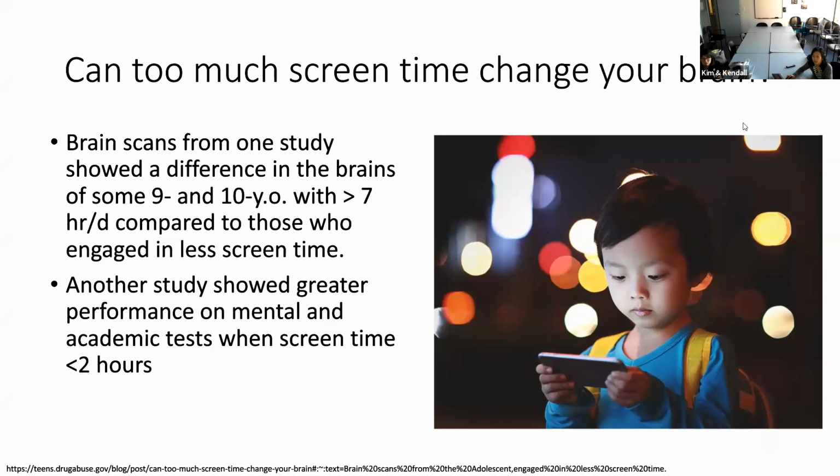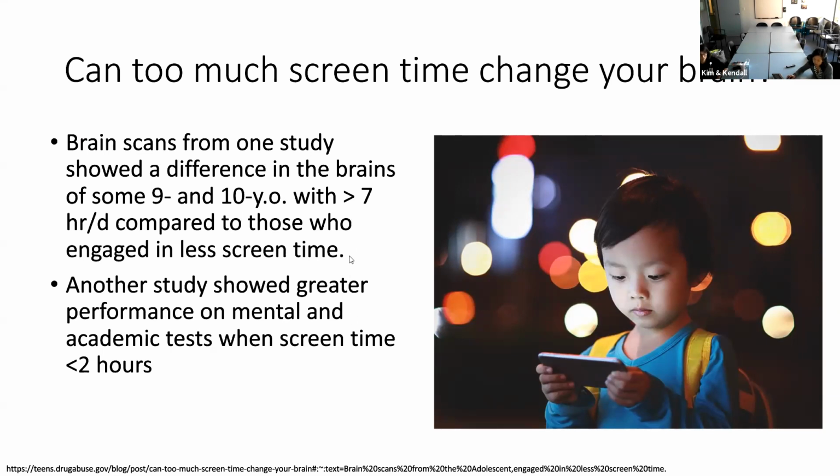And lastly, can too much screen time change our brain chemistry? This is a question that the Adolescent Brain Cognitive Development Study was exploring. Essentially, they looked at brain scans from 9 and 10 year olds who had more than 7 hours of screen time compared to those who had less. And what they saw was that the cortex was thinner in those with more screen time. And obviously the cortex is responsible for thinking, decision-making, and higher level thinking.